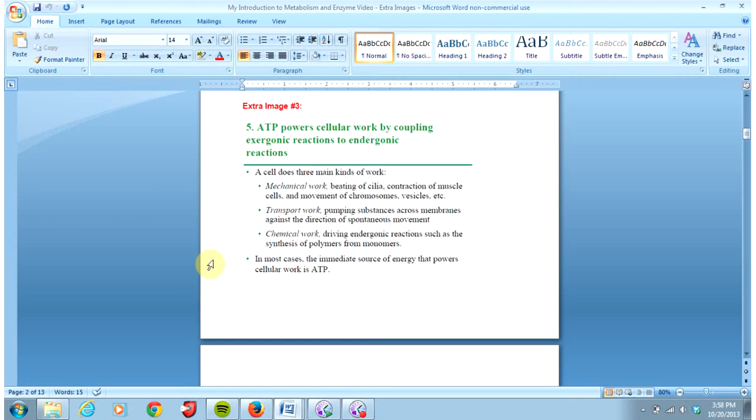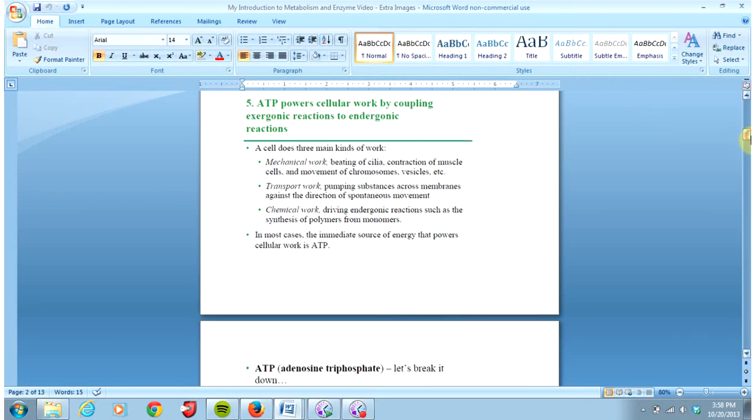You have ciliated cells in your respiratory tract, so they have those little waving cilia, and the goal of those cilia is to get foreign particles like dust out of your respiratory tract. Without ATP being broken down, you wouldn't have the energy to fuel that endergonic reaction of beating cilia. We also use the breakdown of ATP to fuel the contraction of muscle cells, the movement of chromosomes, a bunch of other mechanical things within the cell.